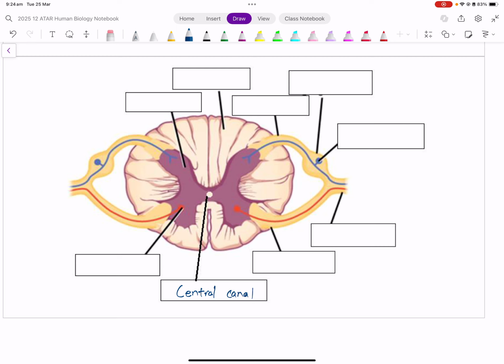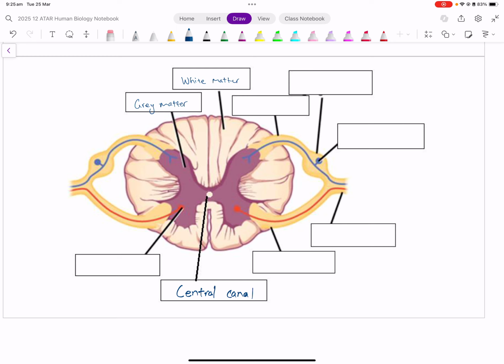I'm then going to jump back up to the top and we're going to highlight the grey and the white matter. So as we mentioned, the spinal cord, unlike the brain, has all of the grey matter inside, and it then has all of the white matter towards the outside of the spinal cord.